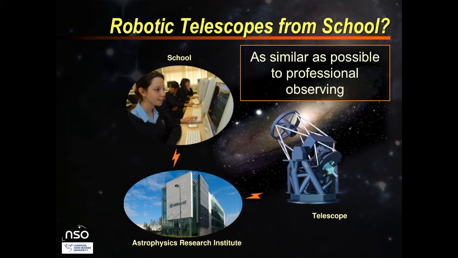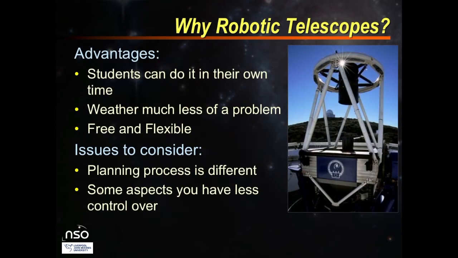The reason why robotic telescopes are good for your students is that they can do it in their own time. You're not restricted to bringing in the students after school or even doing it during a lesson, or any of the sort of constraints which normally affect practical observing in schools. Also, the weather is much less of a problem, partly because the telescope doesn't have to be in the UK where the weather is dreadful.